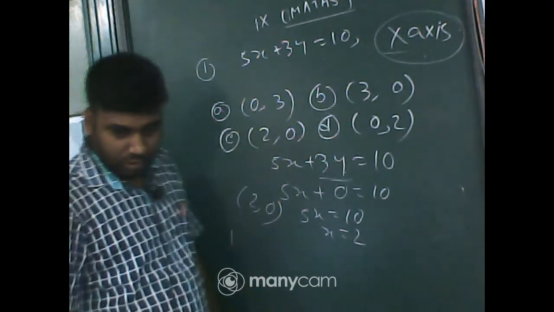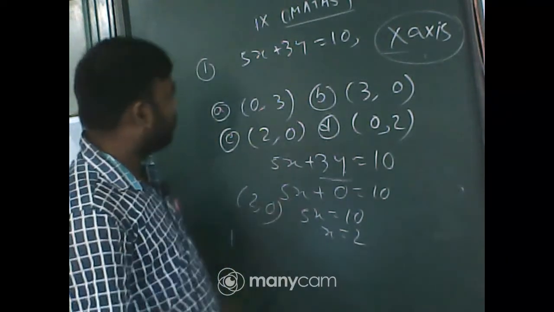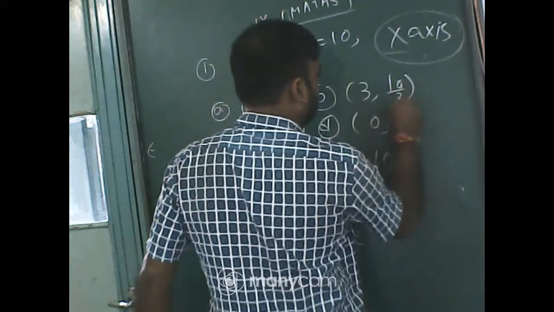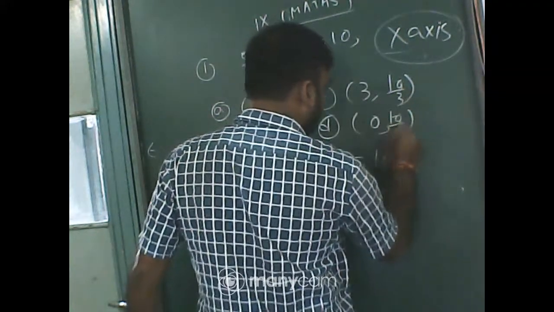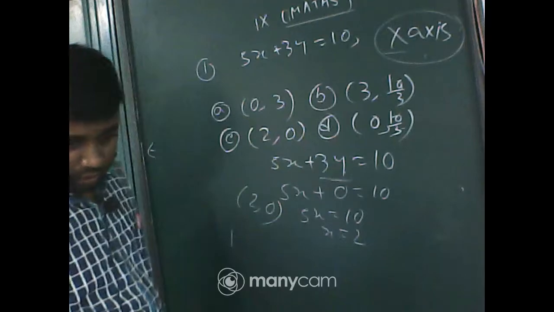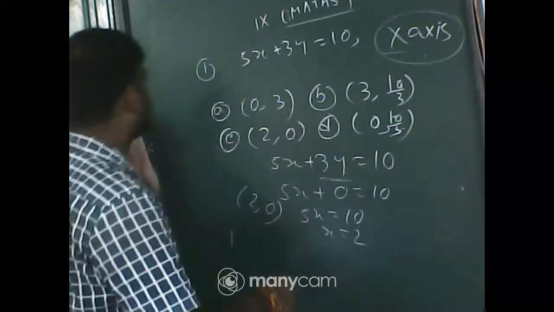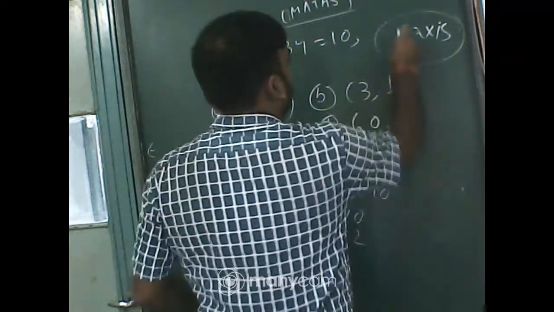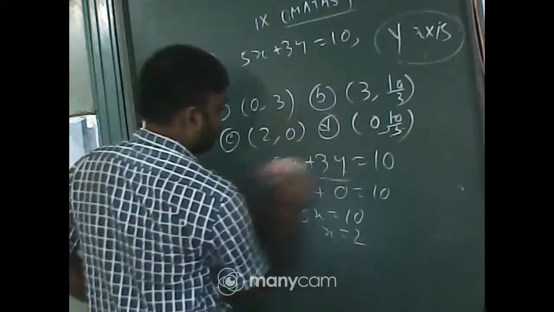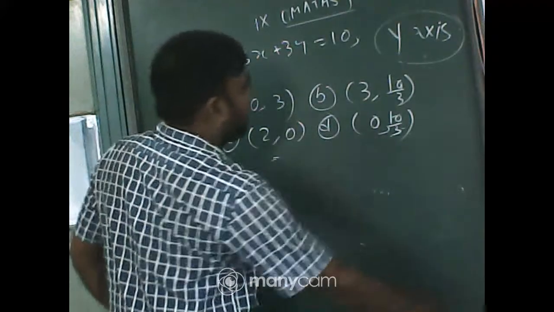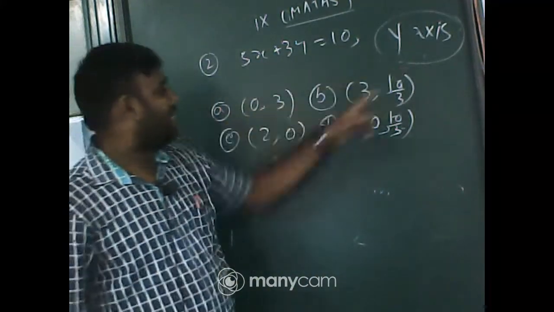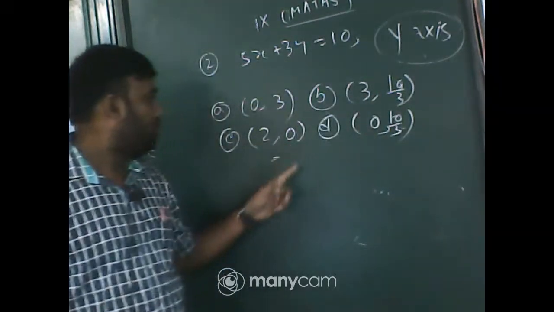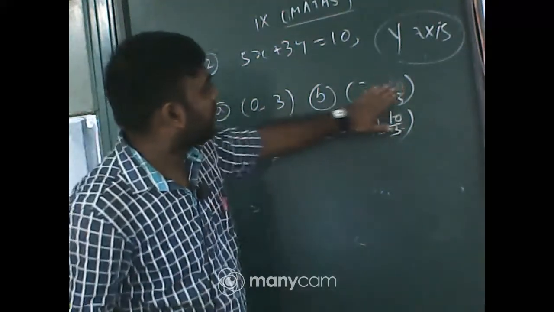Got it, everyone? Yes or no? Yes, sir. Okay, next question. Question number 2. 5x plus 3y equal to 10 meets the y-axis at which point?